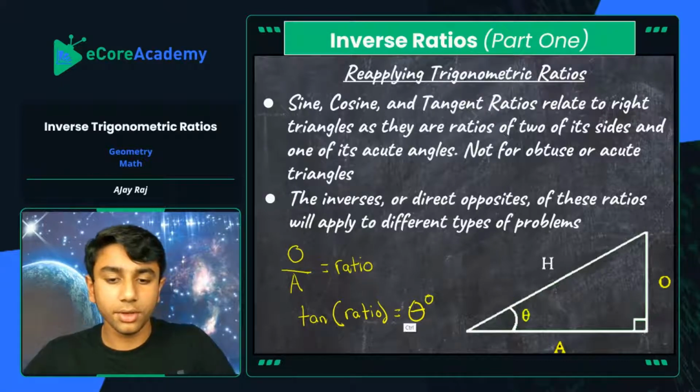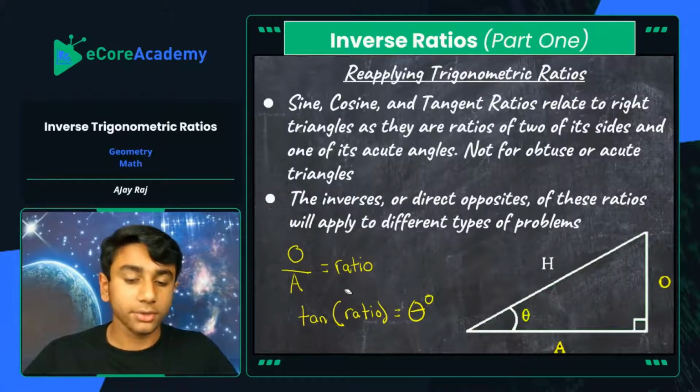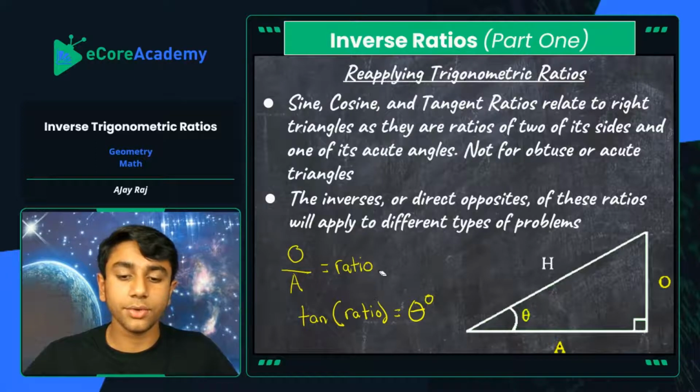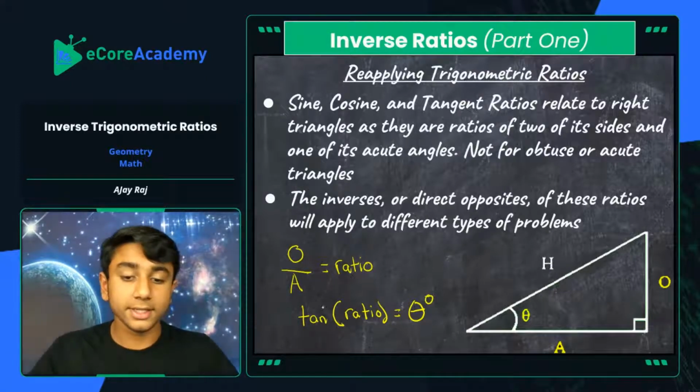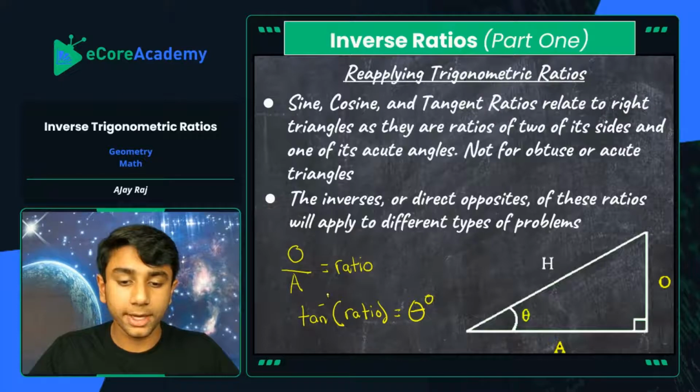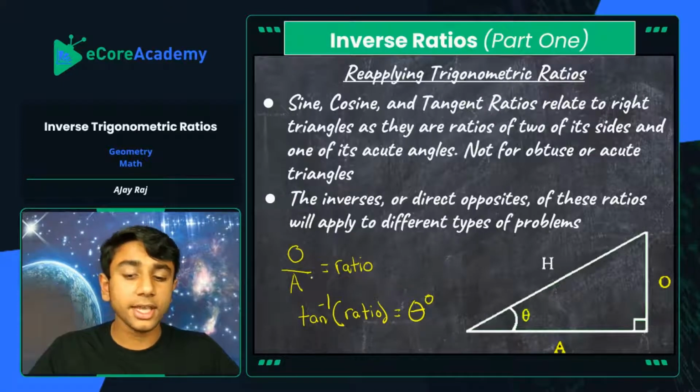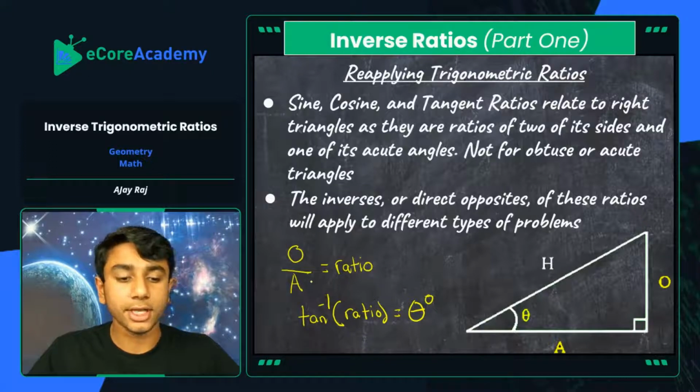This tangent ratio, O over A, is going to be O over A equals your ratio. Tangent times the ratio equals your theta, central angle in degrees. Or so you might think. But today we're going to be looking at how you're going to multiply it by a negative first power. So in this case, we're going to look for that missing angle measure. This is not how you're going to traditionally set up your equation.